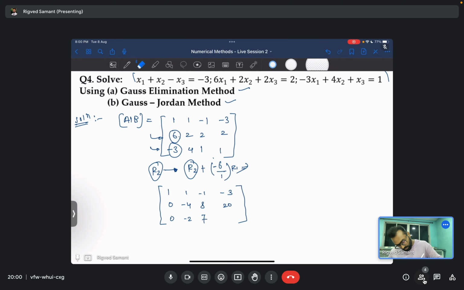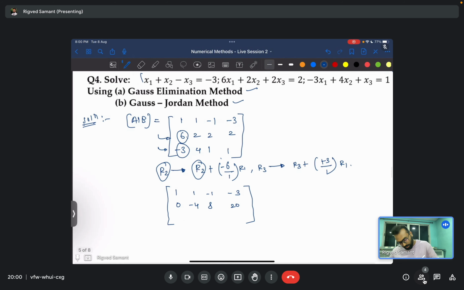Sorry, what I'm doing, for R3 I didn't write it while talking. I forgot to write R3. So R3 would be different, right? R3 plus this thing, minus 3 divided by 1. I have to take the negative of this again, so this will be plus 3 R1. So this is basically a 3 only. So this will be 0. 4 plus 3, this would be 7. 1 minus 3, this will be minus 2. 1 minus 9 would be minus 8.